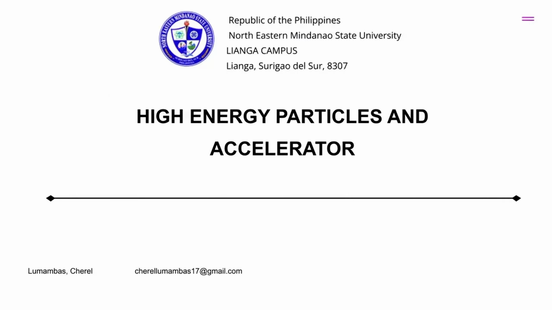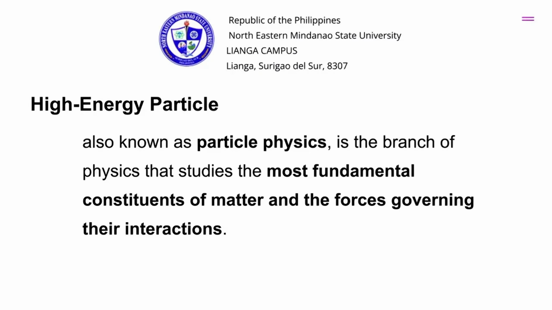My topic is all about high-energy particles and accelerators. So what are high-energy particles? High-energy particles are very small particles that move at extremely high speeds, close to the speed of light. These particles include electrons, protons, and other subatomic particles. Scientists study them to understand what matter is made of and how forces work at the smallest level.